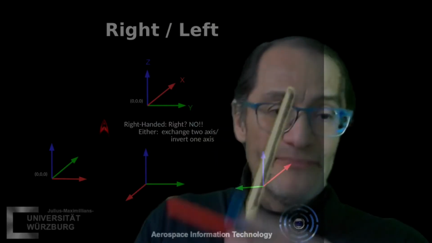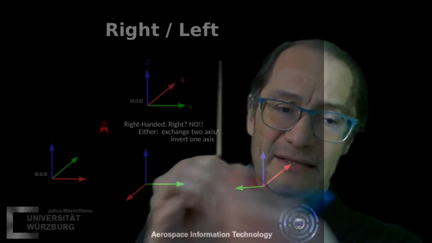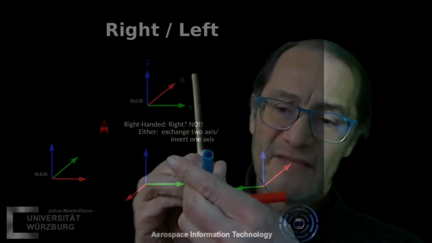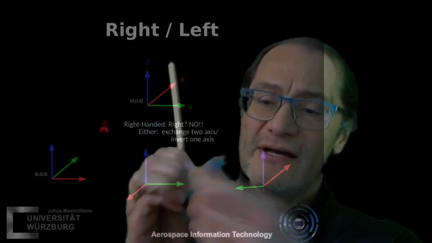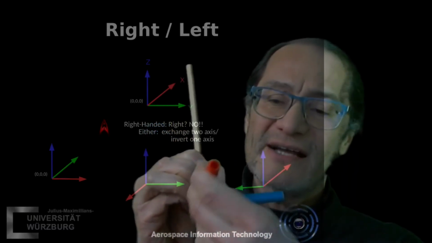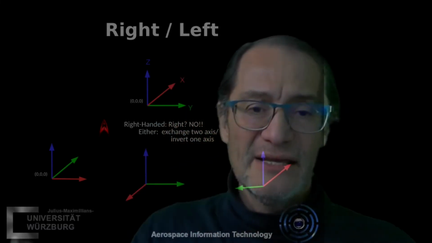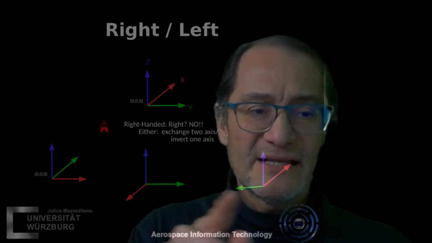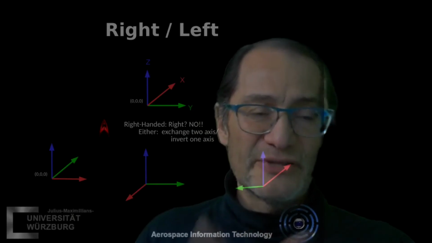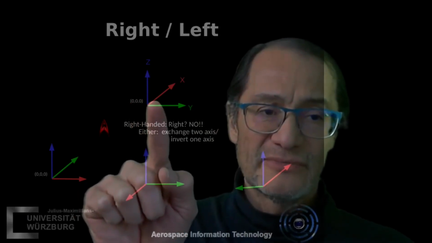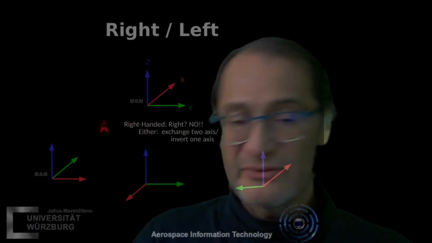The other way is just to interchange two vectors. For example, these two. Now we have a left-handed coordinate system, which we are not going to use. And now we rotate back, we transform back, and now we have a right-handed coordinate system. If you take a look, these three are right-handed. You can bring them to match with your right hand, but this one not. So you have to transform, interchange two vectors, or invert one of these vectors.